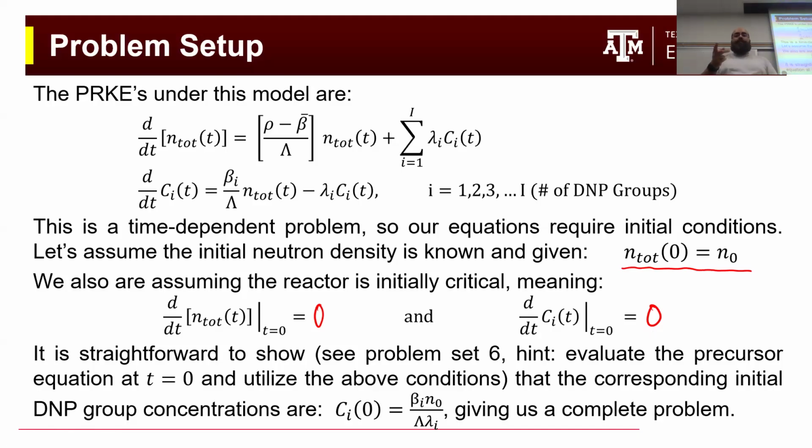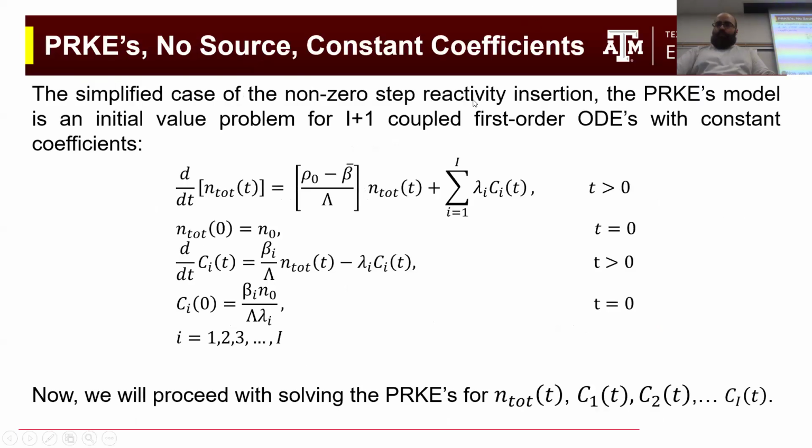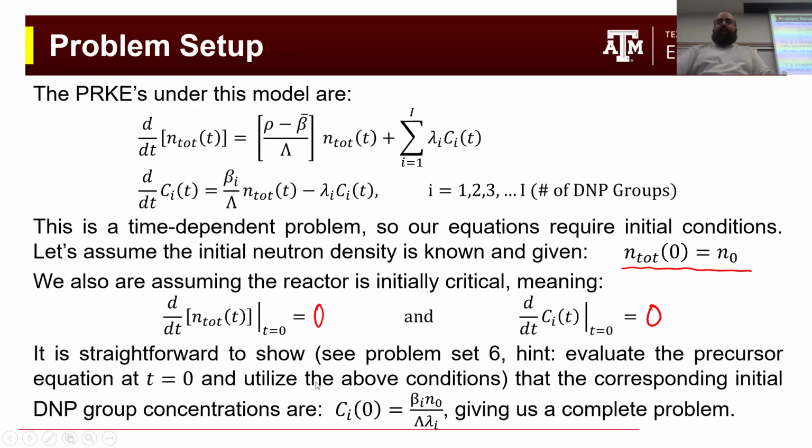And if we make those assumptions, we can show that this implies that my initial precursor concentrations would be this. And this is going to be a question that I give you on problem set 6. It's a very easy one.